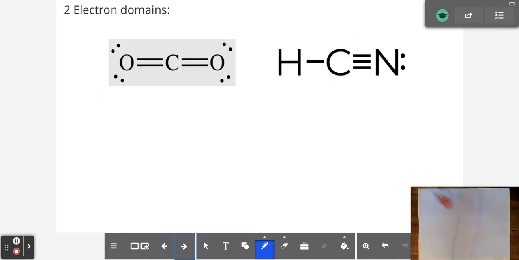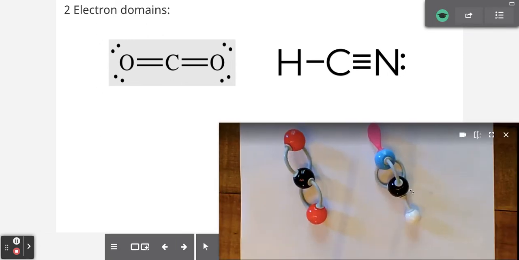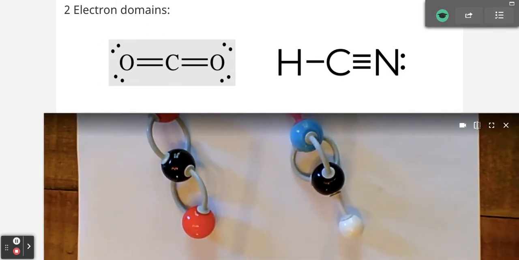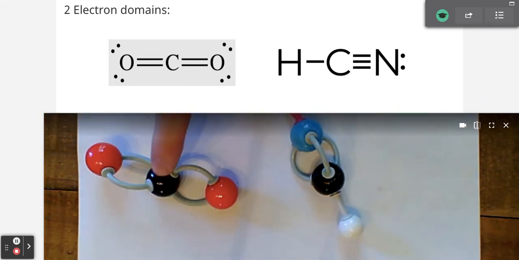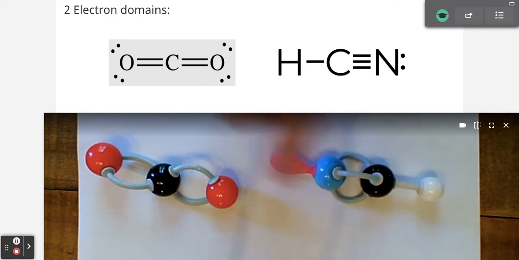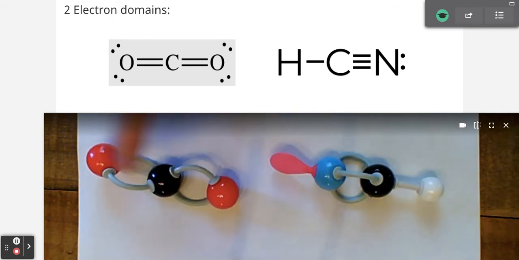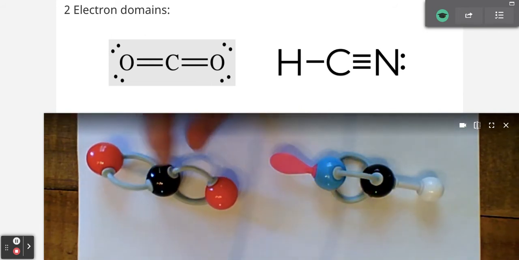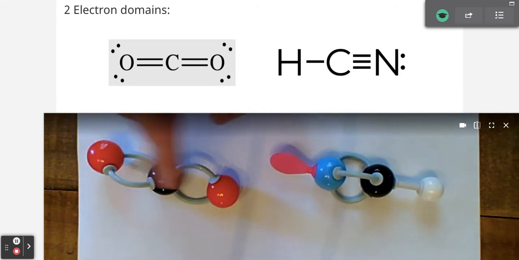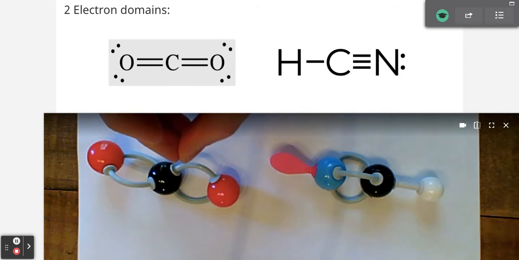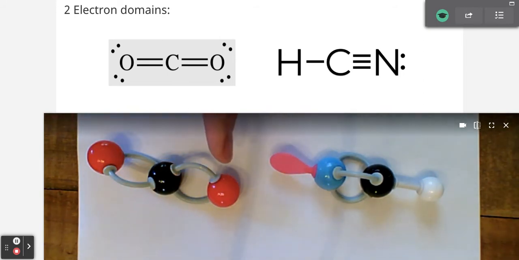Two electron domains. We have, say, carbon dioxide, and we have hydrogen cyanide. And in both of these cases, you can see that there are just the two electron domains. These are linear. I have a central atom, and on the one side of the carbon, there's an oxygen. On the other side, there's an oxygen, and that's it. And these two sets of bonding electrons repel each other so that they are as far apart as possible.